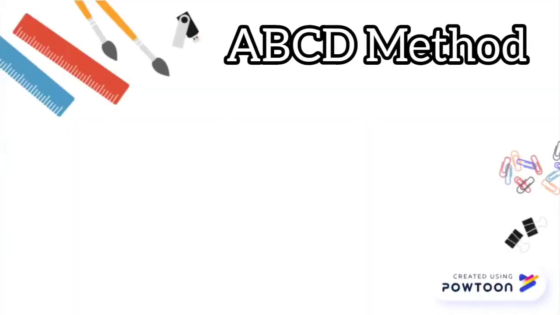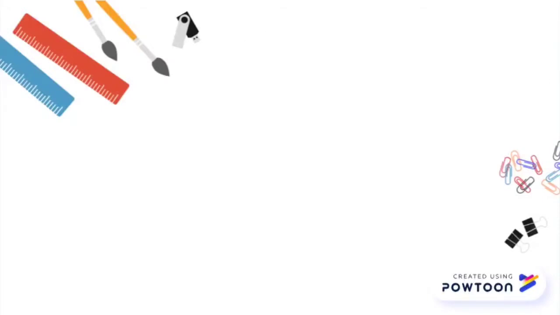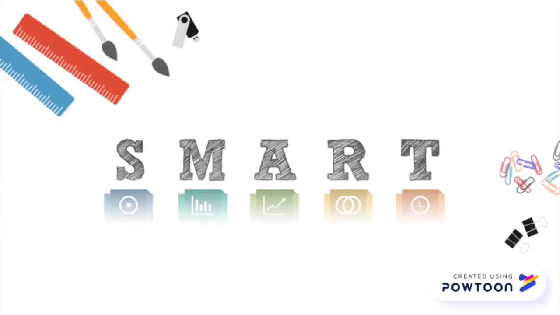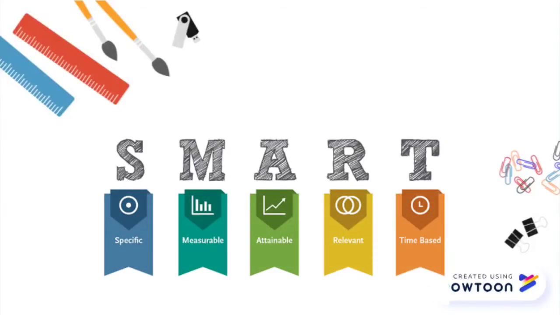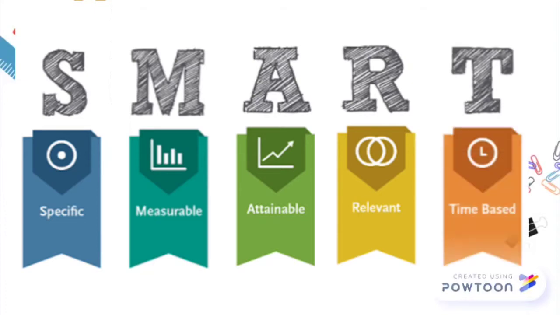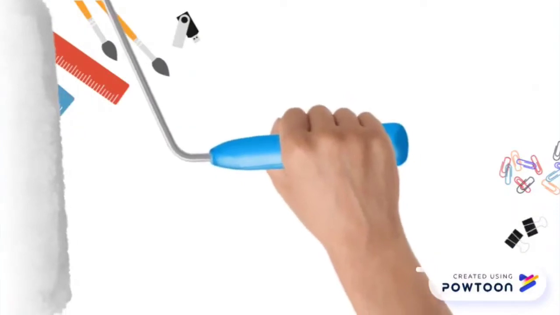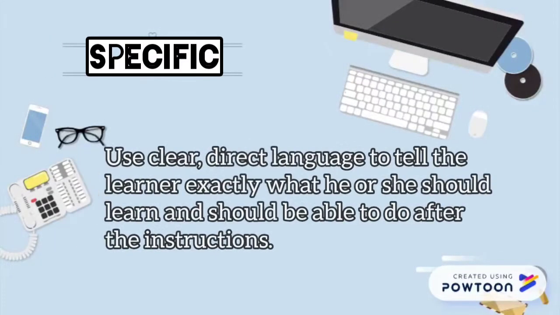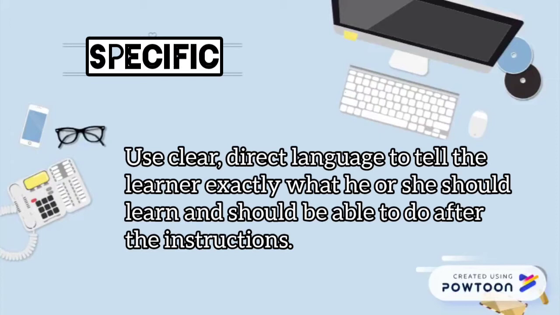Aside from the ABCD method, we have another way of determining a learning objective. It is the SMART method. SMART stands for specific, measurable, attainable, relevant, and timely. So let's have first the word specific. In specific, we use clear and direct language to tell the learner exactly what he or she should learn or should be able to do after the instruction.